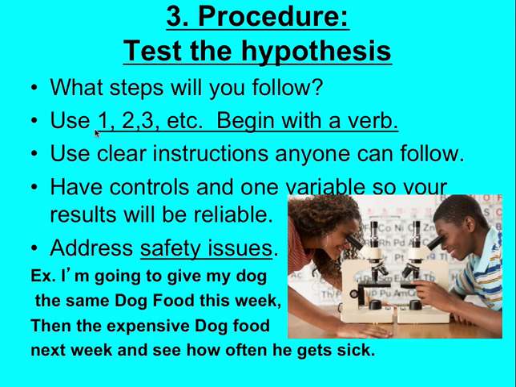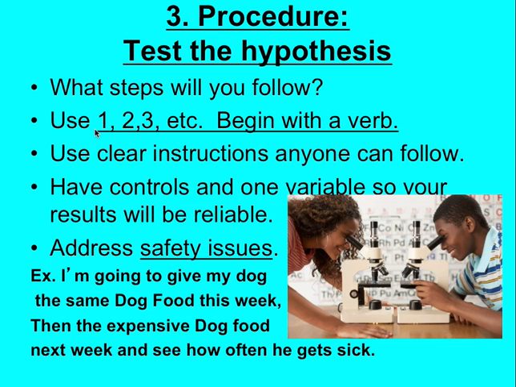You'll use 1, 2, 3, like literally just give it a 1, a 2, a 3, and you always want to start with a verb, something that you do. Run this, or, write this, put this there. So you're always going to start with a verb. Use clear instructions. Remember, think back to our Lego activity that we did. Have a control group and a variable group so your results are reliable. A control group and a variable group.